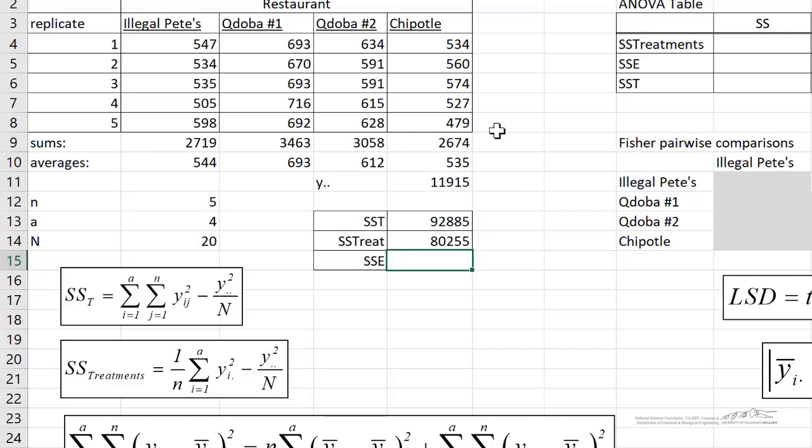Now I could, if I wanted to, compute SSE directly. That's just the sum squared of the residuals. But we can calculate the sum squared of the residuals because we can just subtract the sum squared of the treatments from the total sum of squares, and that gives us SSE.